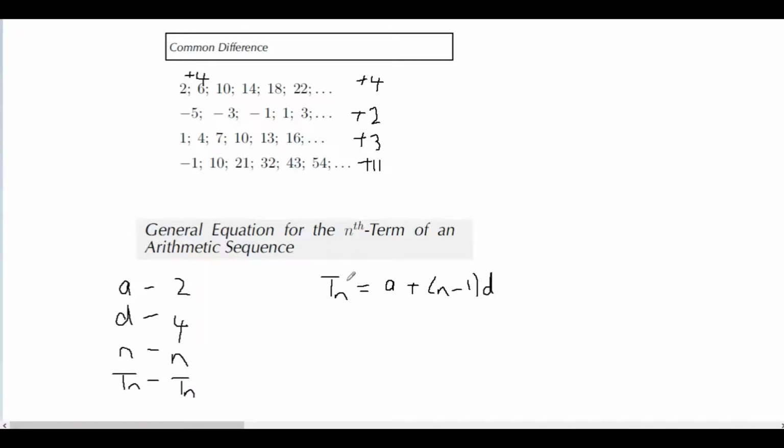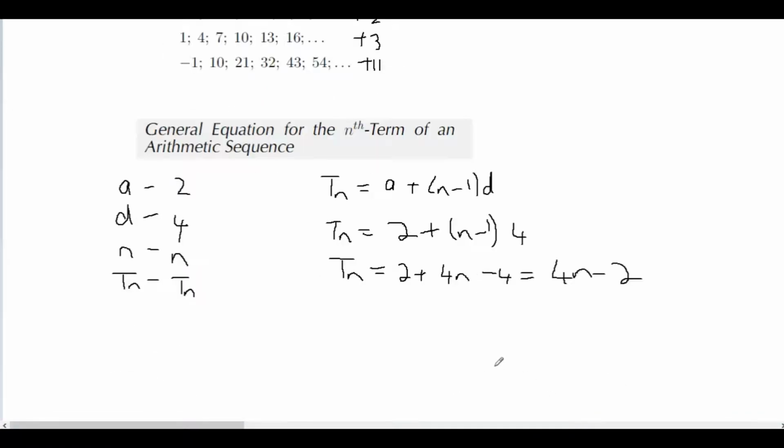So if we look at our first example over here, if we just substitute all our values in from our first sequence, we're going to have Tn equals A, which is 2, plus n, which stays in, minus 1, and our D, which is 4, right? We can multiply this 4 in, so we're left with 2, so it stays there. 4 times n is just 4n. 4 times minus 1 is minus 4. So this just gives us 4n, and then we have 2 minus 4, which gives us minus 2.